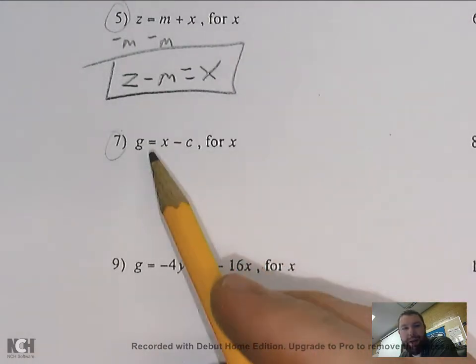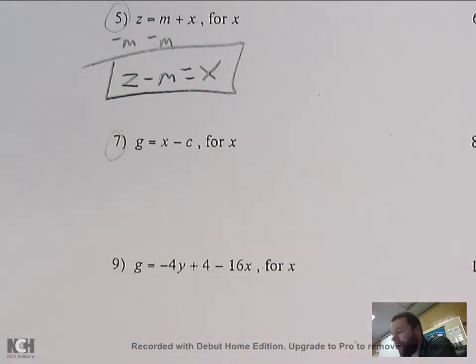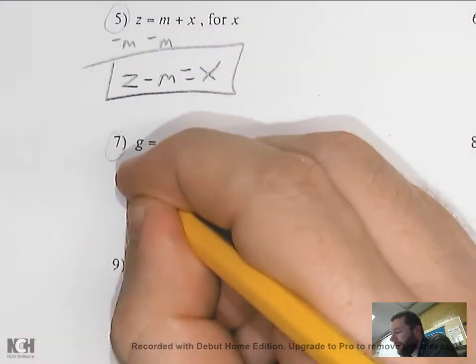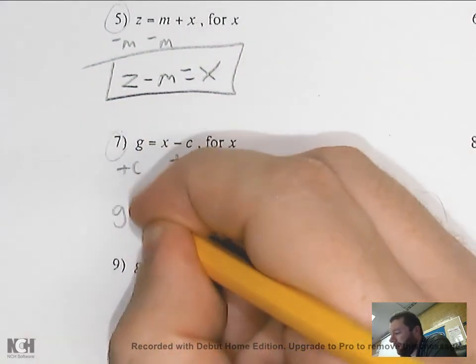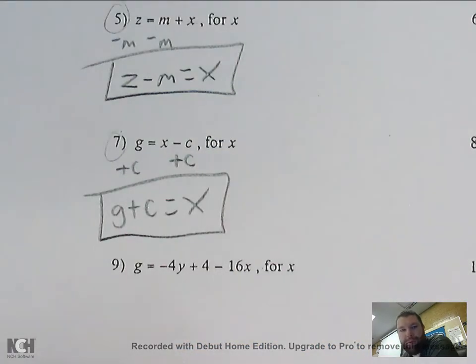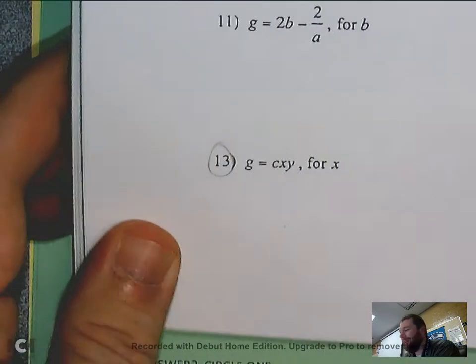Let's try another one. This one I've got g is equal to x minus c, and it wants me to solve for x. Well, it's a minus c, so I've got to get rid of that c, so I'd add c to each side. G plus c equals x. X is by itself, I'm done. Woo! See, these aren't actually that tough, right? Let's look at one more example.